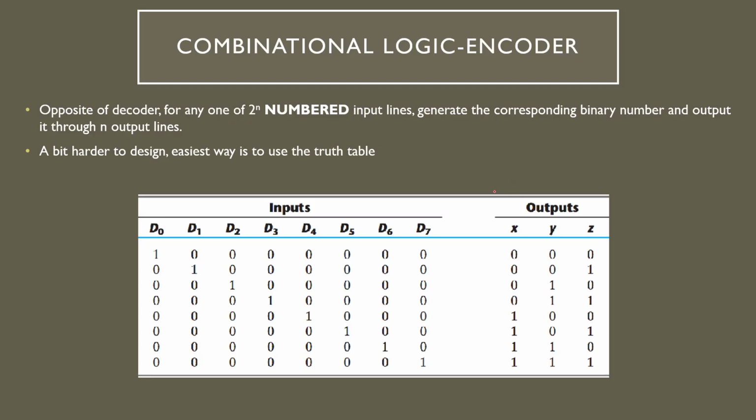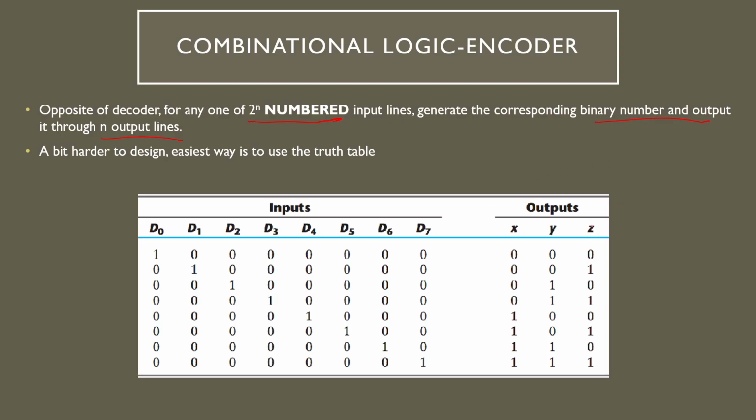Okay, so for every decoder, there must be an encoder. For every Jedi, there is a Sith, or so the legends told. For any one of 2 to the power n numbered input lines, generate the corresponding binary number and output it through n output lines. Exactly the inverse of what we did here. This one's a bit harder to design, but the easiest way is to just make an observation using the truth table. If you stare at this, you know exactly what it's supposed to achieve, literally the inverse.